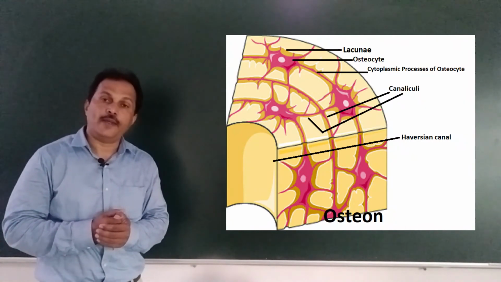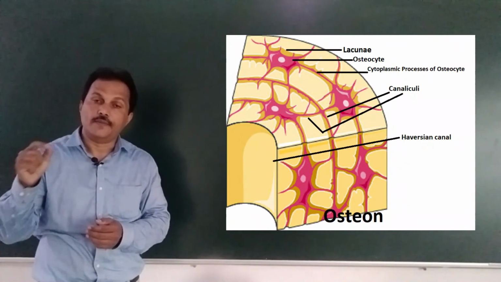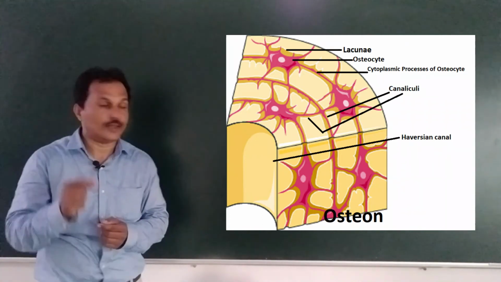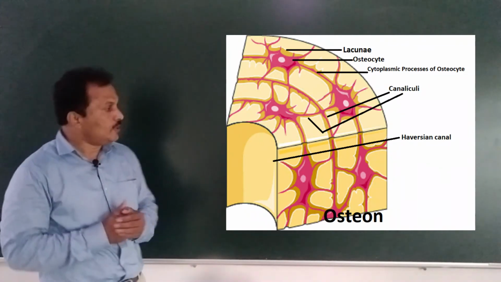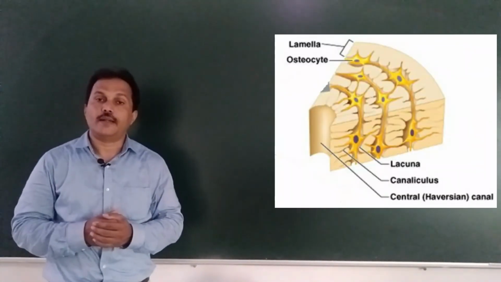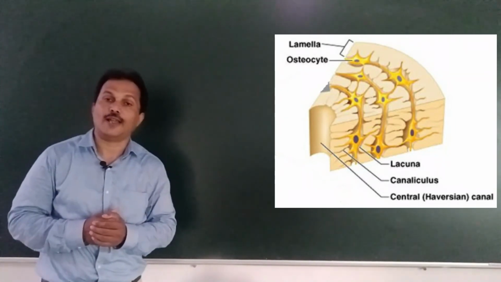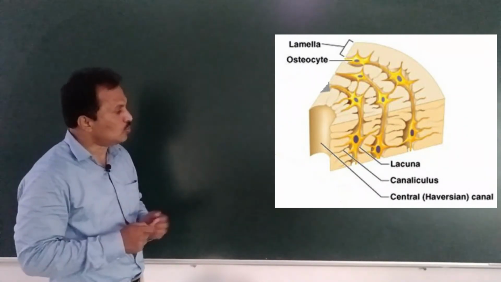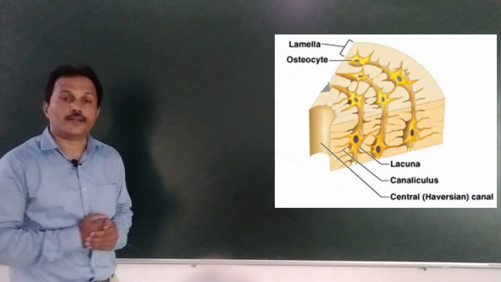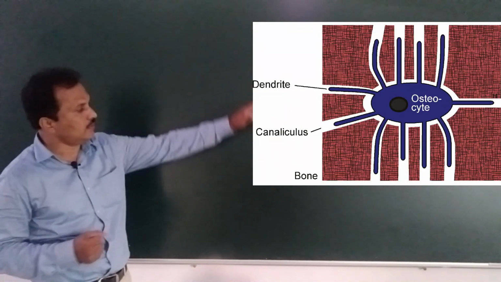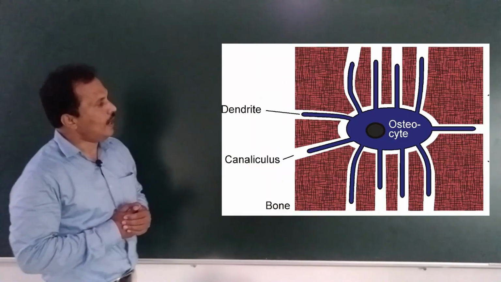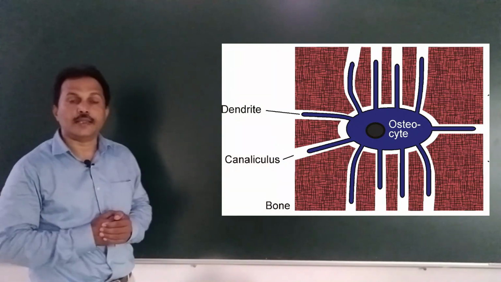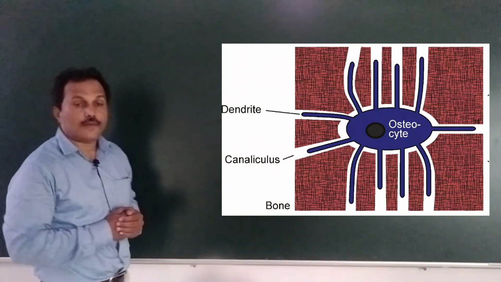In the same way, the osteocytes also connect with each other with the help of cytoplasmic processes, as shown in this picture. The concentric lamellae are connected at the center with the Haversian canal through the radiating structures or channels, which are also known as canaliculi. Take the picture of one lacunae filled with an osteocyte and the canaliculi. What is canaliculi? Canaliculi are the radiating channels from the lacunae.